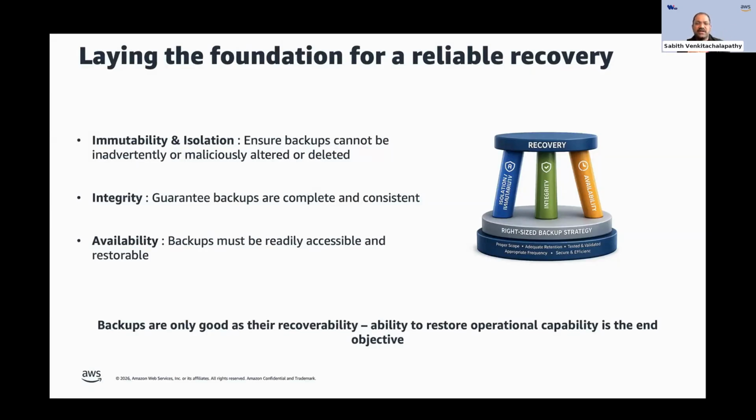The first pillar, or the first leg in the three-legged stool, is immutability and isolation. As we have seen from talking to customers, from the field and from researchers, any attacker who wants to compromise your environment would ideally be compromising the recovery options as well. One way the recovery options could be compromised is by deleting your backups. So by storing your backup in an immutable and isolated vault, you will be able to access them as required.